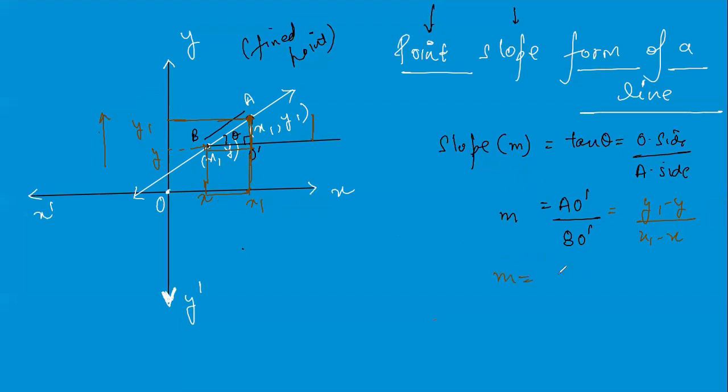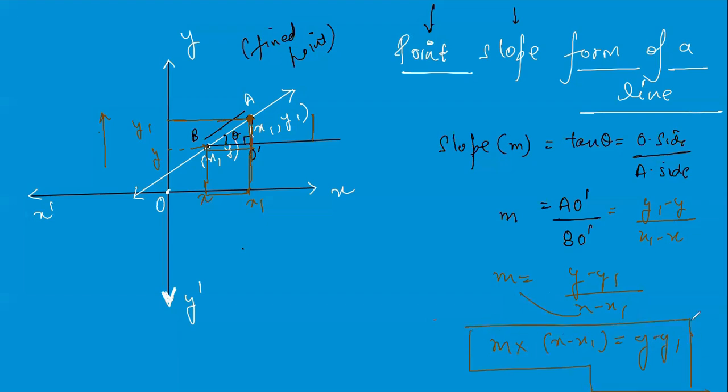So m is equal to, when I write this as y minus y1, I take negative common from both and the negatives cancel out. So you can write it this way also or this way also. Now if I cross multiply, m times x minus x1 is equal to y minus y1. So this is the point slope form.